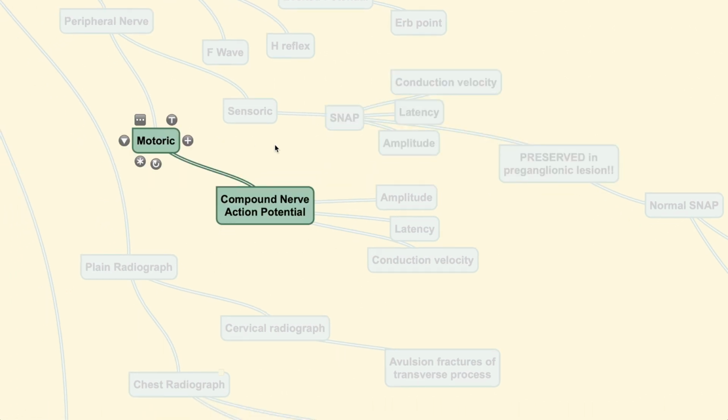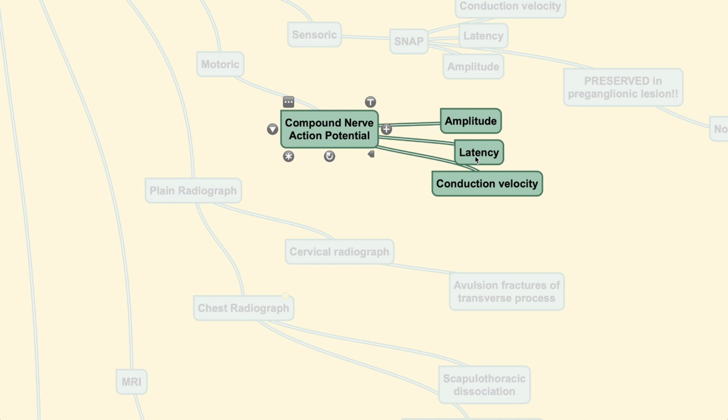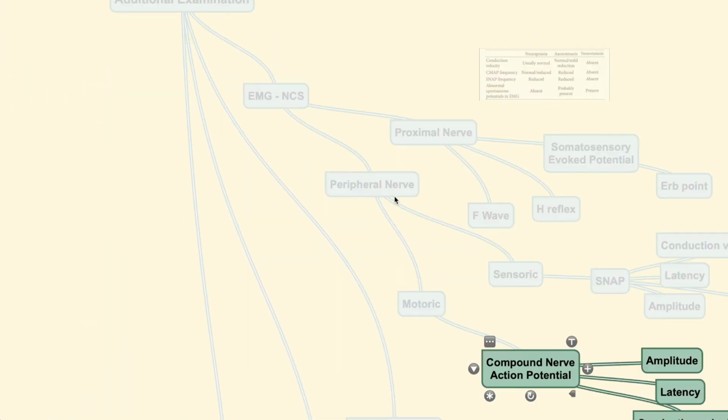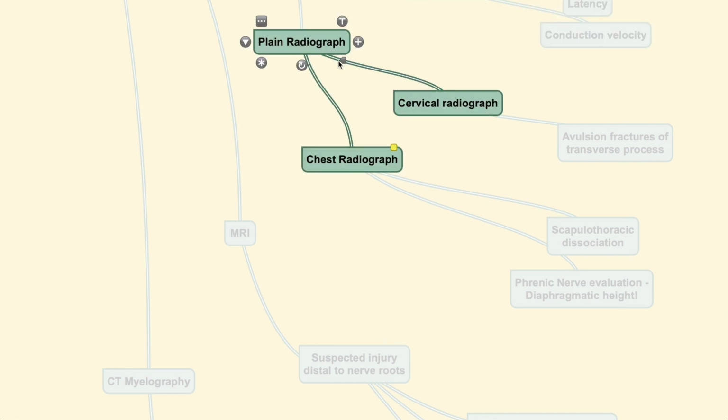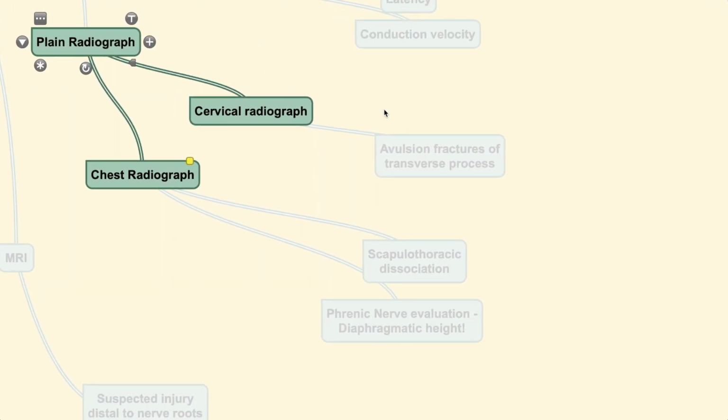Now for the motoric function, the test that you do is known as the compound nerve action potential, and in this test you evaluate for the amplitude, latency, and conduction velocity. Now the next test that you could do is the plain radiograph. Now some of you might think that this might not be relevant for a patient with brachial plexus injury, because in plain radiograph, you cannot visualize the nerve.